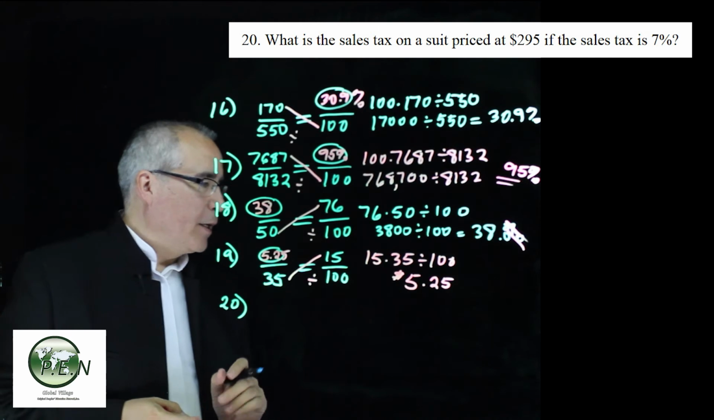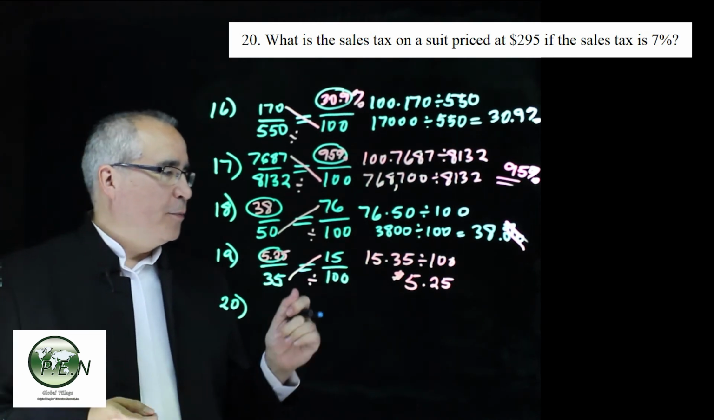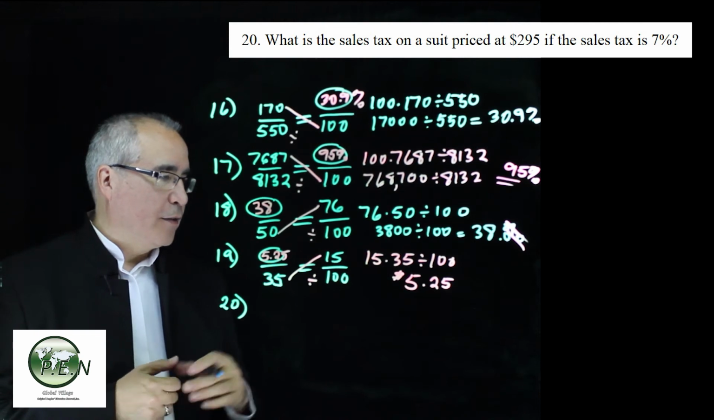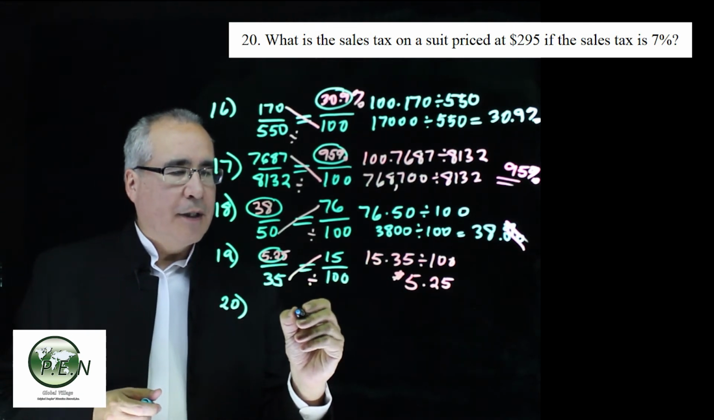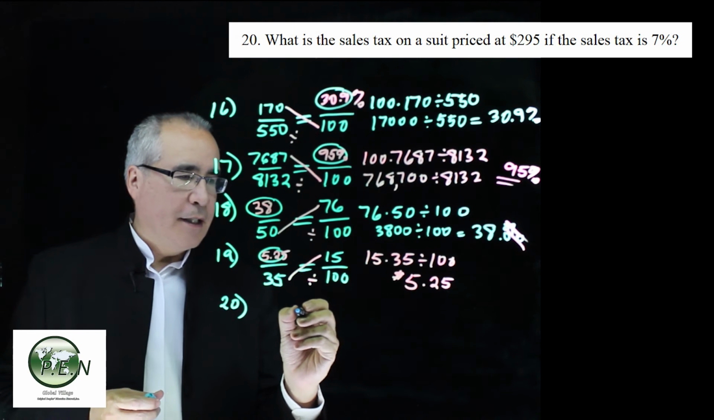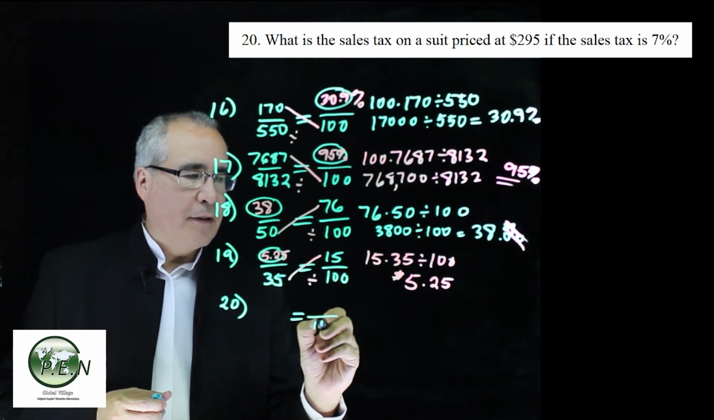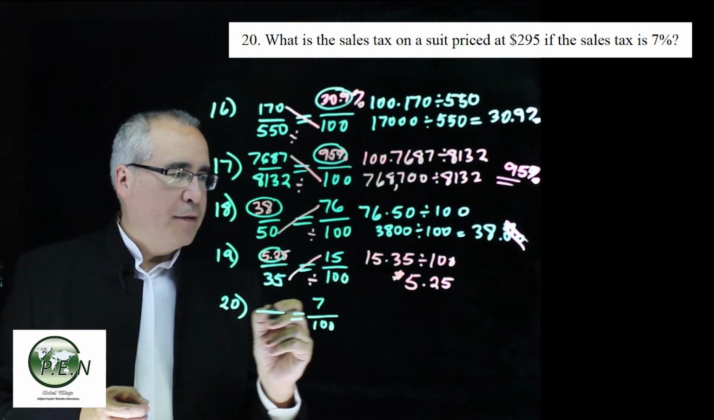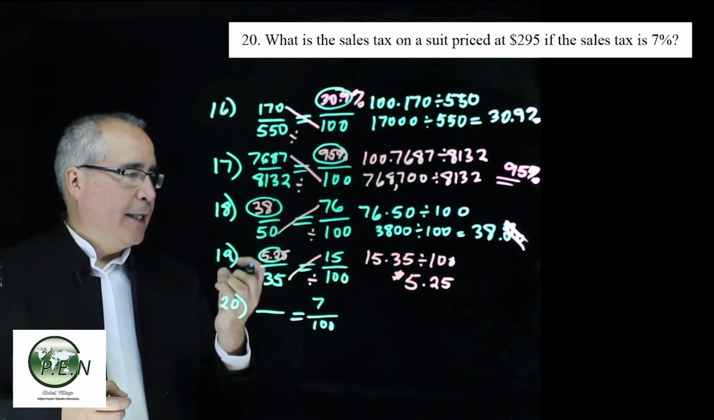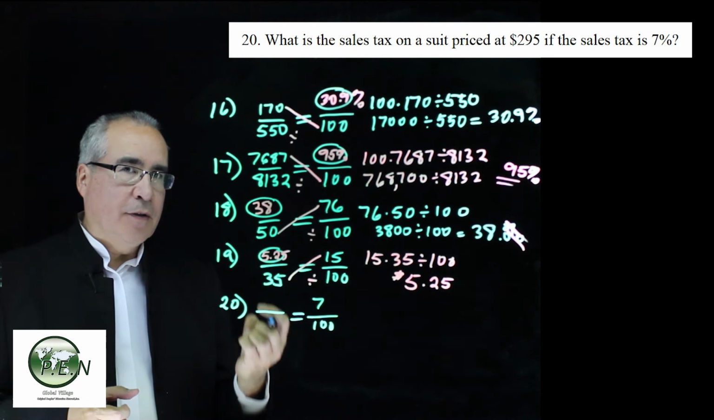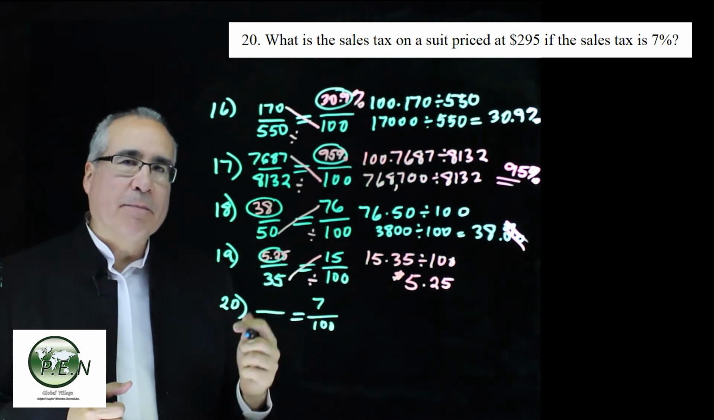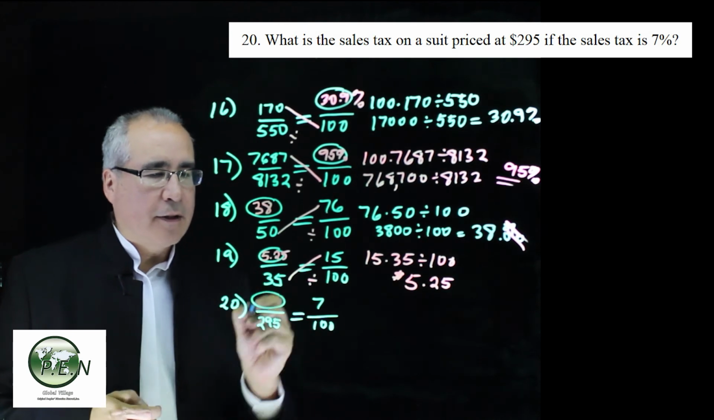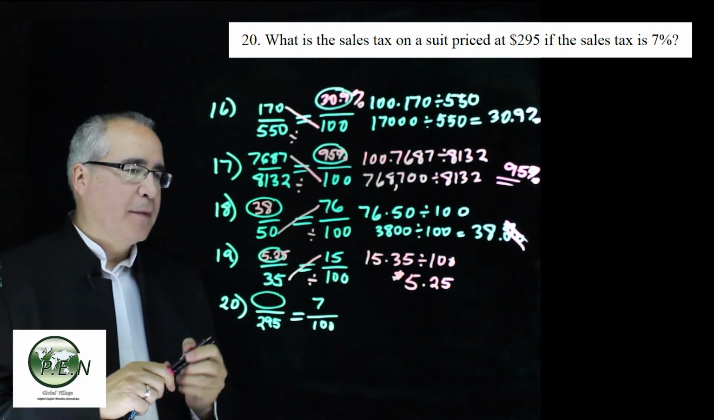20. What is the sales tax on a suit priced at $295 if the sales tax is 7%? So we're looking for the sales tax. Again, we've got a percentage, 7, so that's going to go over 100. 7% up here. And then over here, $295, that's the total value of the suit we're buying. Sales tax will be a portion of that. So $295 goes here. The sales tax is what will be up there.